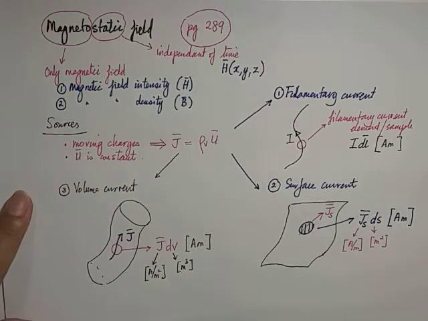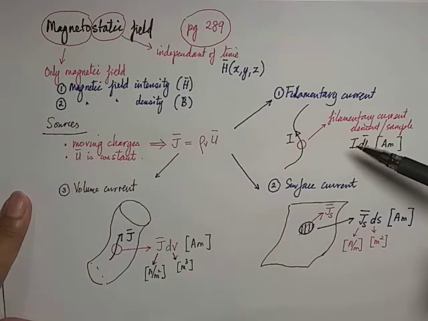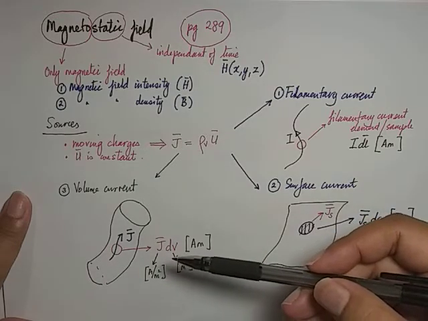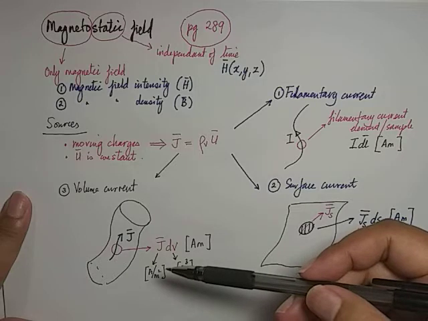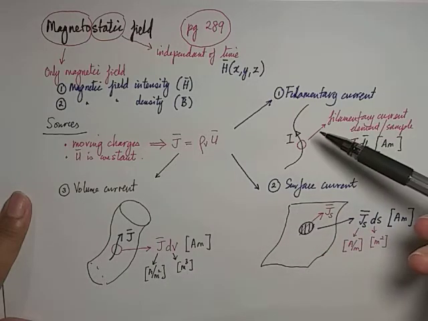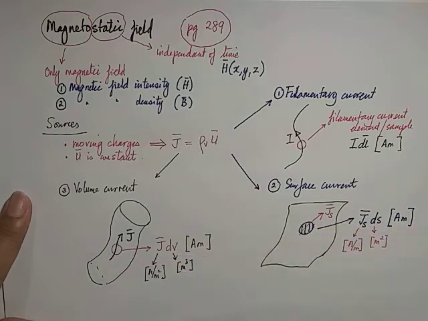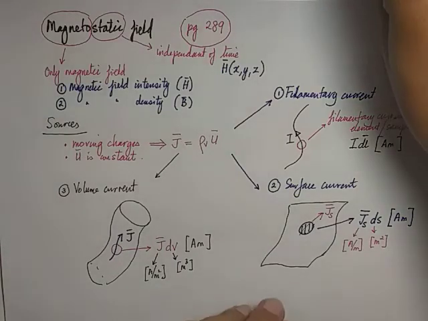So those are the three typical sources that generate the field known as magnetostatic field. First one is filamentary current, second surface current, third volume current. It's quite similar to what we have seen before in electrostatic: line charge, surface charge, and volume charge. So that should be our source for magnetostatic. Now I'm going to continue my lecture.